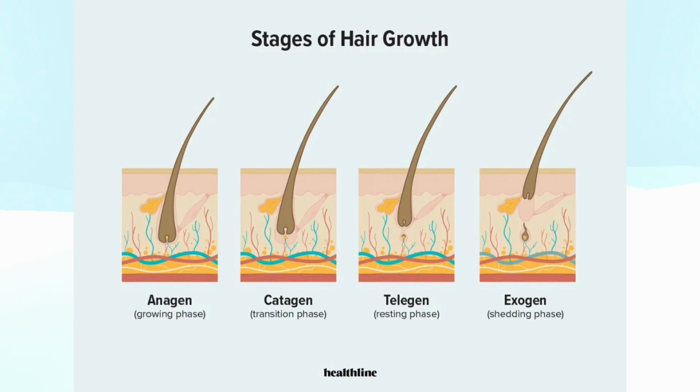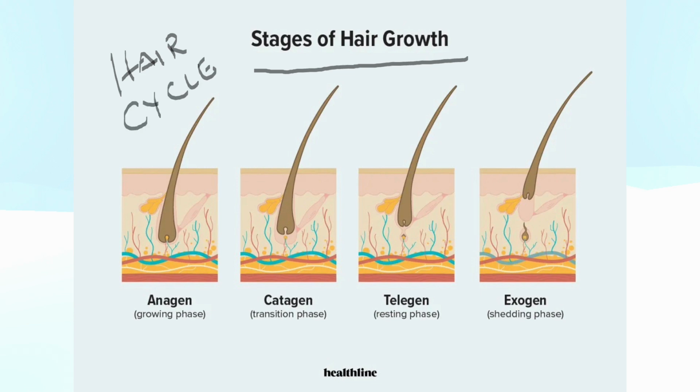And for that, I would like to show you this. This is the hair cycle. You will see the stages of hair growth. See, the first phase is anagen, that's a growing phase. Second is the catagen phase, that is a transition phase. Telogen is a resting phase, and most people will get hair fall during this telogen phase. That's what we call telogen effluvium. And the last phase is exogen, that is a shedding phase.